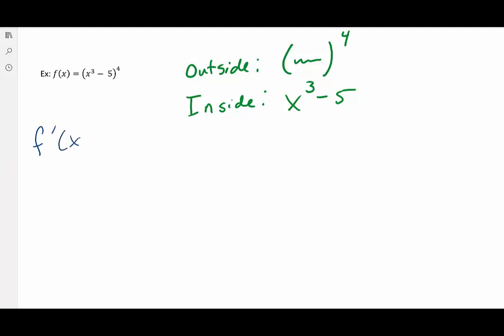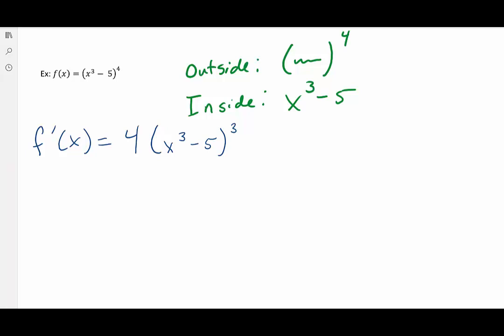Here we go. f prime of x will equal, we're going to start with the outside derivative. What that indicates is we're going to take that power of 4, and we are going to leave the inside alone. Whenever you're working with an outside derivative, be sure to leave the inside alone. So we have 4 times x cubed minus 5 to the 3rd power. This is the outside derivative.